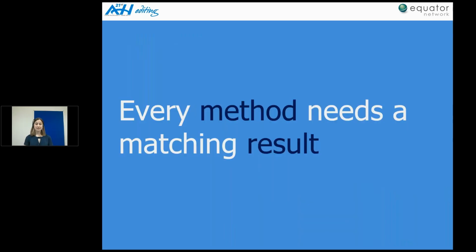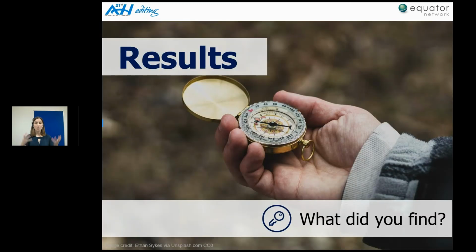So you've written your methods. Now every method needs to have a matching result. And usually your results section will mirror your method section, step by step. So every method you talk about will have a result. If there's methods that don't connect to a result, why are they there? Your results, your big key sentence is, what did you find? That's what we're trying to figure out. What did you find? So going through your whole results, that's the big key statement.